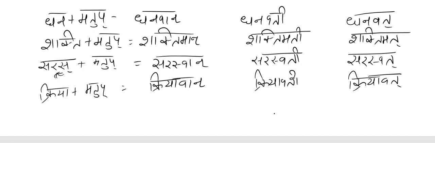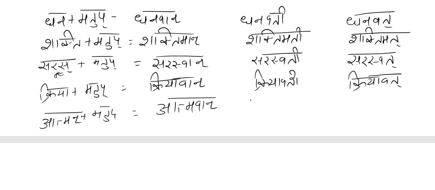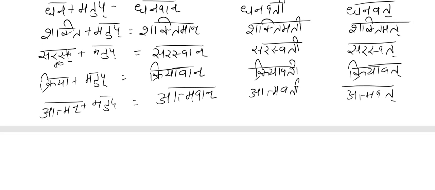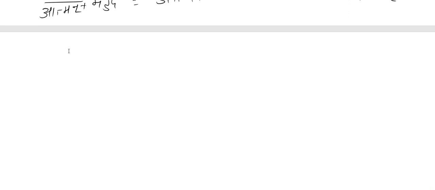If the word ends with, for example, atman plus matup, we can also write atmavan, atmavati and atmavat. So these are the words we take here. And man, mati, mat we take where the word does not end with a, but when the word ends with other letters. So these are the words in this.